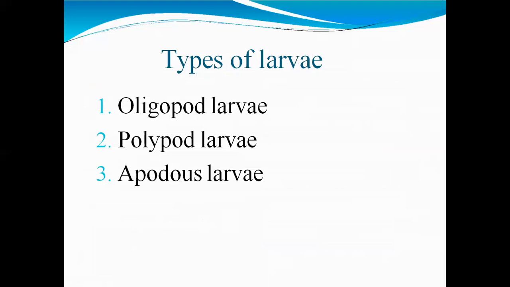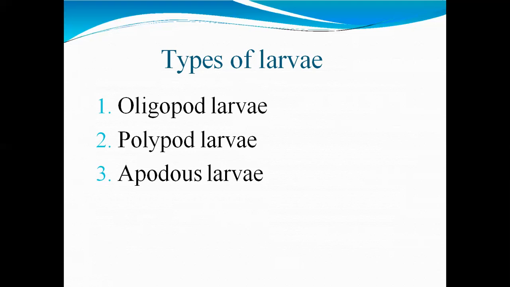So first, types of larva. The insect larva is of three types. The first type is oligopod larva, the second type is polypod larva, and the third type is apodous larva. So I'll repeat the types of larva: first is oligopod larva, second is polypod larva, and third is apodous larva.